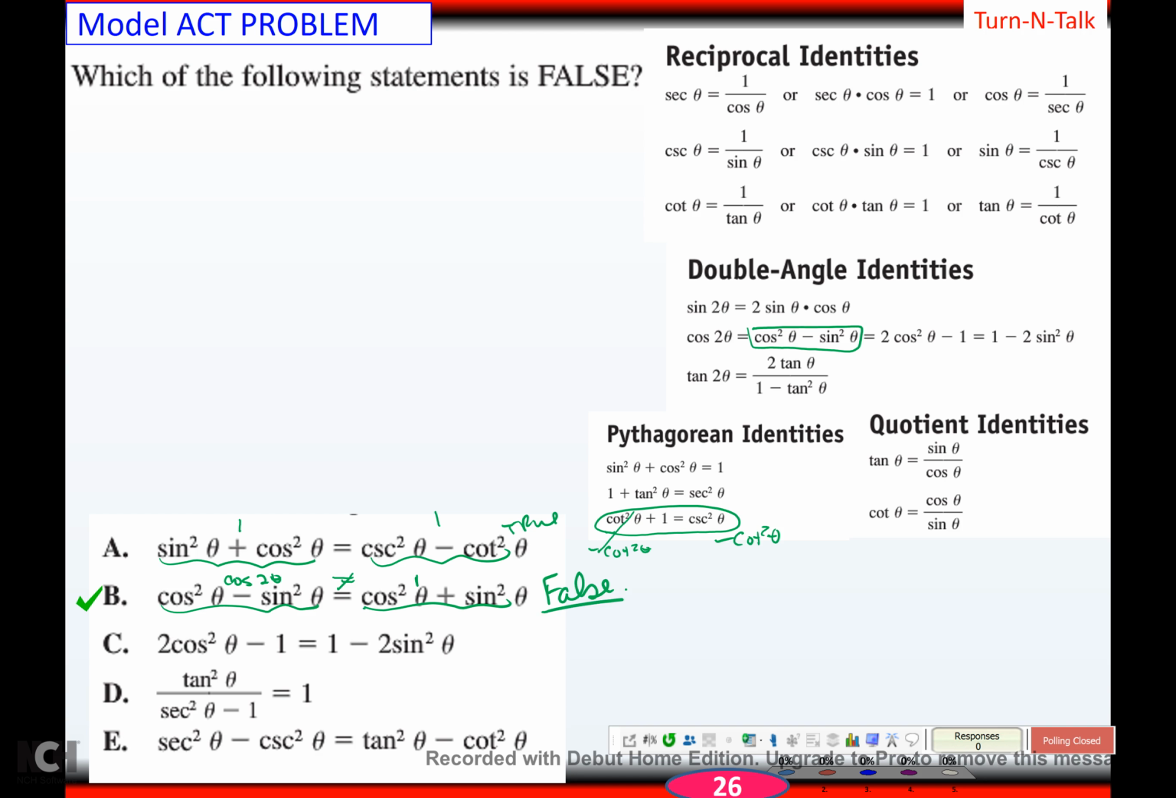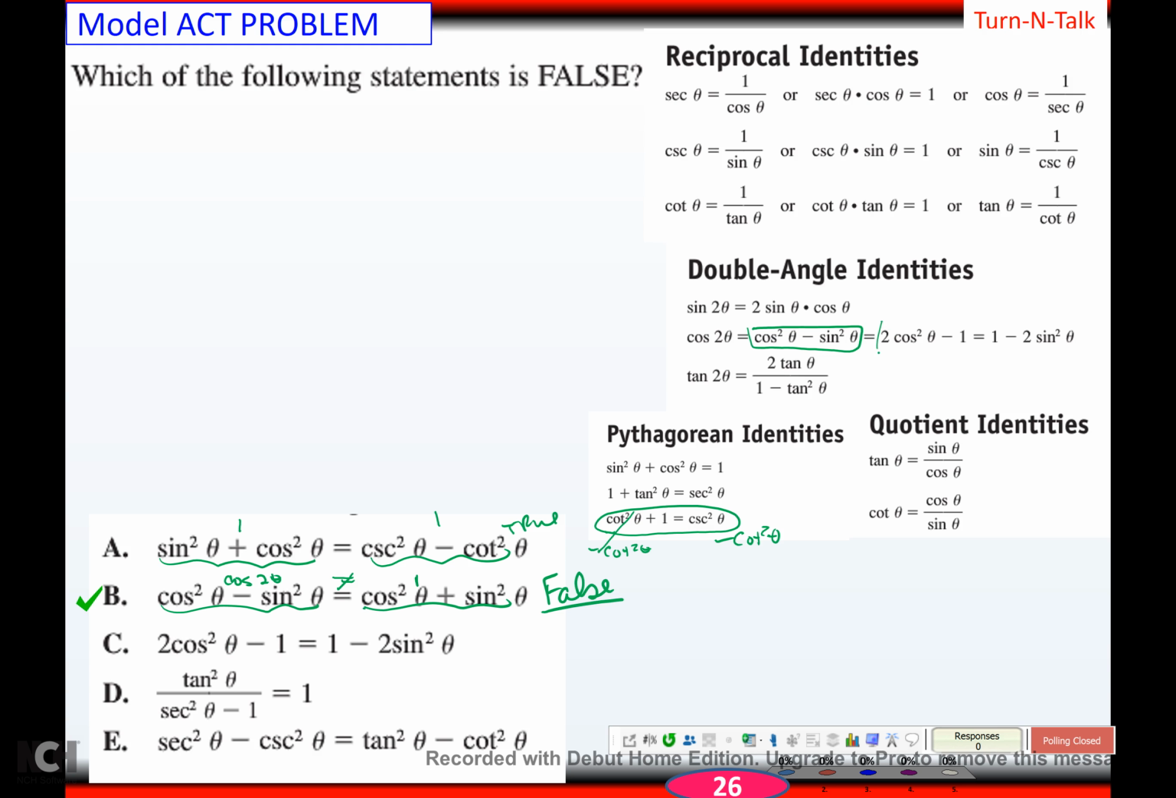Once you found it, there's no way I would keep going in a real ACT type situation, because you don't have time. But again, I'm going to work out the rest of them just so that you get some experience working with these identities. So as far as C goes, 2 cosine squared theta minus 1.